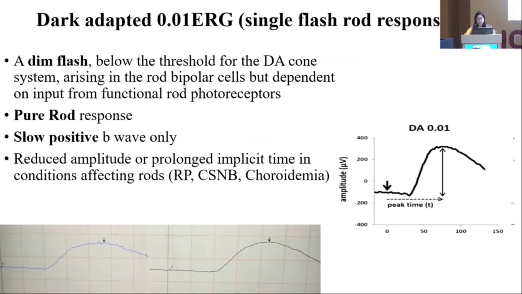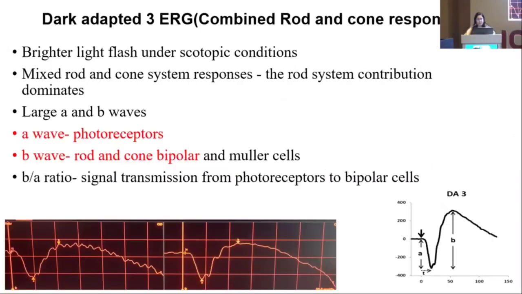Dark adapted 0.01 is a single flash rod response. It's a pure rod response. There's a slow positive B wave only. Reduced amplitude or prolonged implicit time is seen in conditions affecting the rods like RP and CSNB. Dark adapted 3 ERG is a combined rod and cone response. A wave is from the photoreceptors and B wave is from rod and cone bipolar and Muller cells.